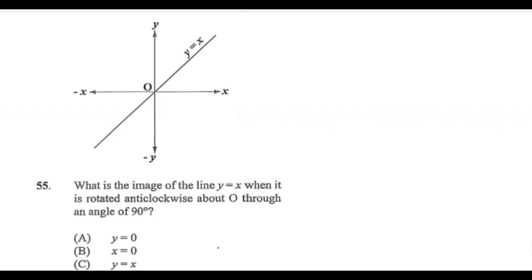55. What is the image of the line y equal x when it is rotated anti-clockwise about O through an angle of 90 degrees? So O rotated anti-clockwise, so therefore it is coming in this direction.